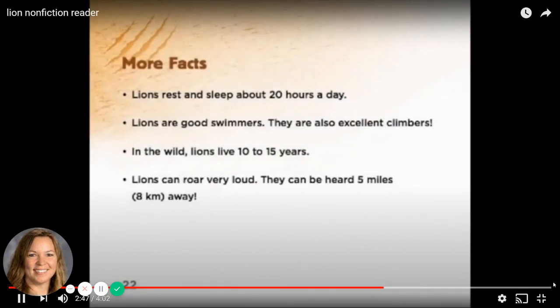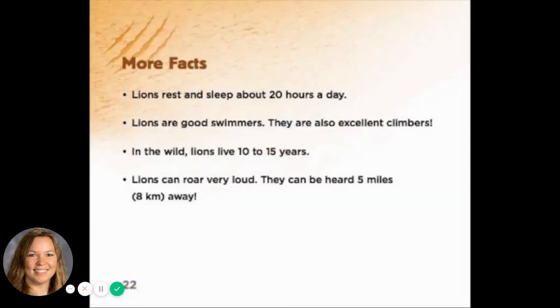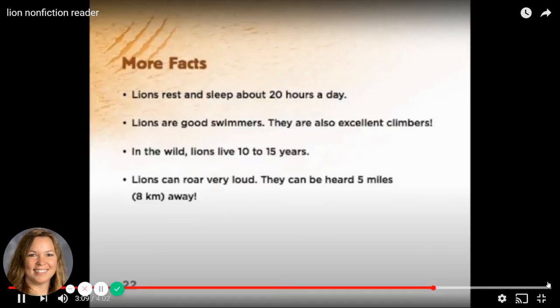More facts. Lions rest and sleep about 20 hours a day. Lions are good swimmers. They are also excellent climbers. In the wild, lions live 10 to 15 years. Lions can roar very loud. They can be heard 5 miles away.